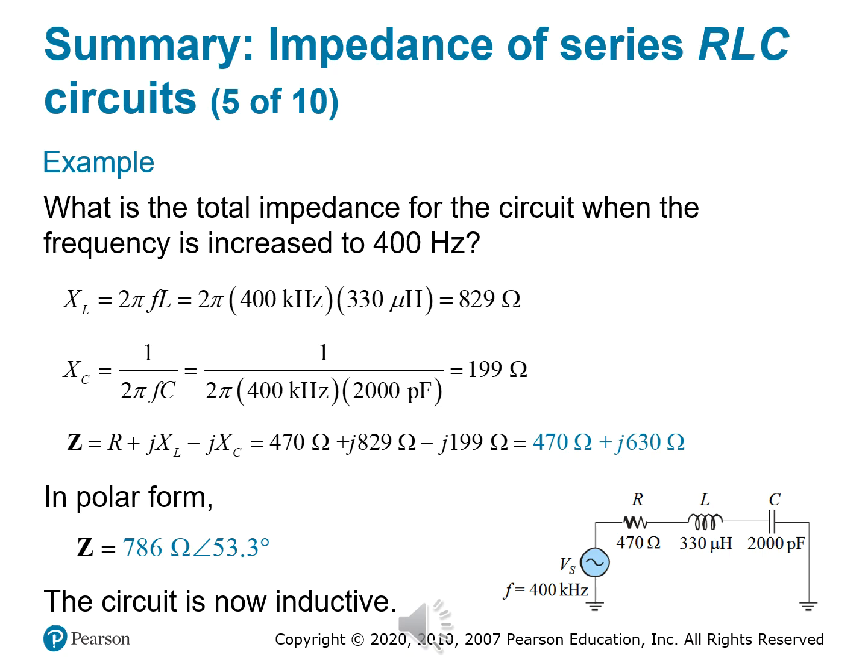And that gives us a total reactance of X sub L minus X sub C, which is going to be equal to positive 630 ohms. So now you can see that the imaginary part is positive, and our impedance is Z equals 470 plus j630 ohms, which in polar form is going to be 786 ohms at an angle of positive 53.3 degrees.